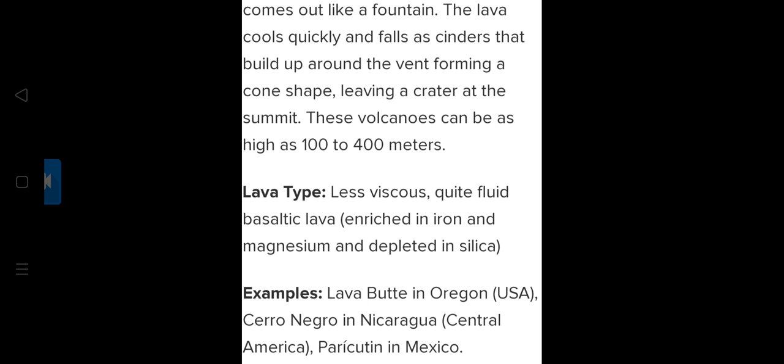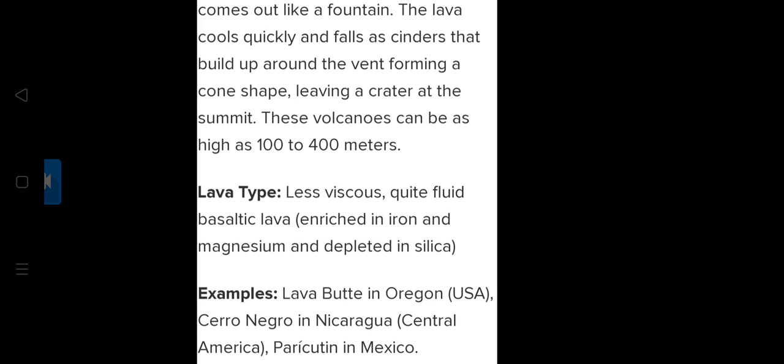The lava type over here is less viscous, quite fluid basaltic lava enriched in iron. It is basically rich in iron and magnesium, and depleted in silica. Examples of cinder cones: Lava Butte in Oregon, USA, Cerro Negro in Nicaragua, Central America, and Paricutin in Mexico.